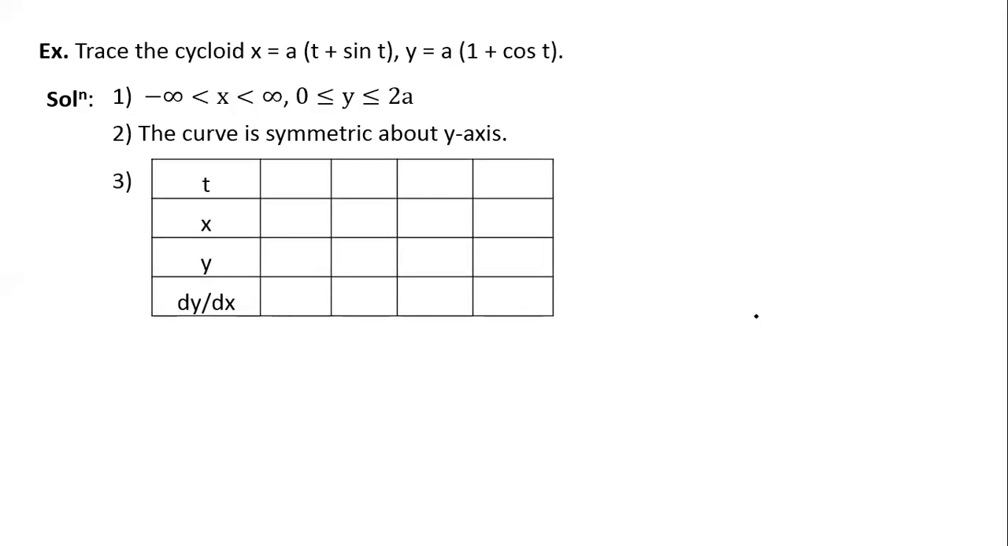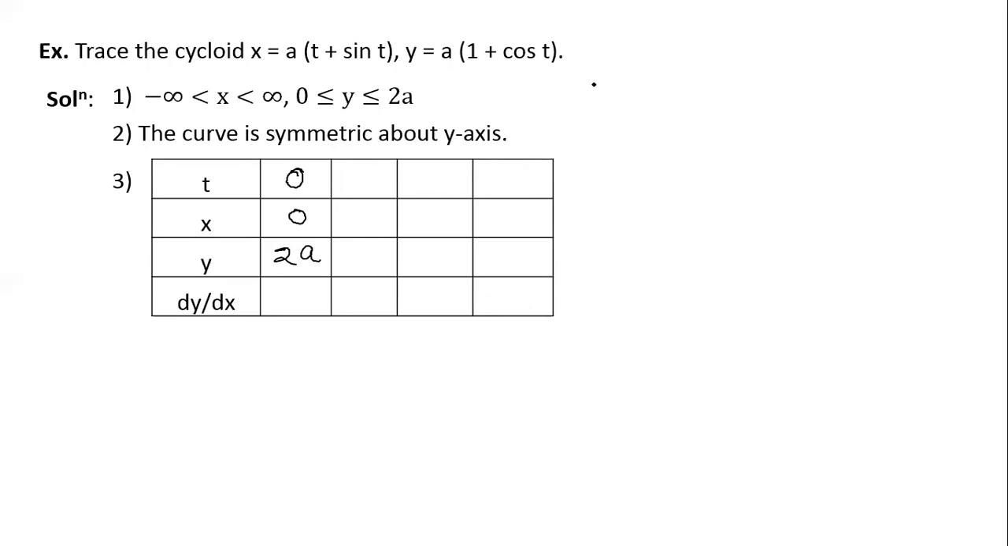Then let us have some suitable values of t and corresponding values of x, y, dy by dx. Let us start with t equal to 0. So x will be a times 0 plus sin 0, that is equal to 0, and y is equal to a times 1 plus cos 0, I think it will be 2a. So you have to correct me if I am wrong somewhere.